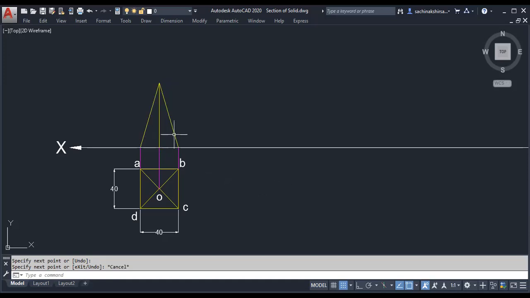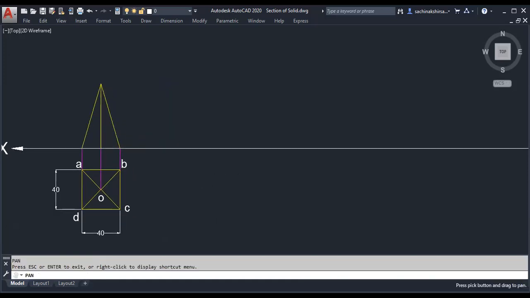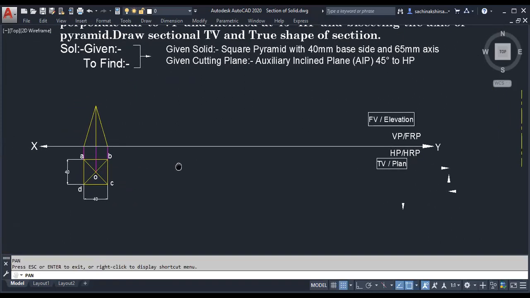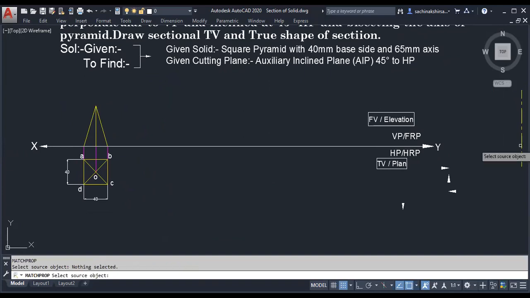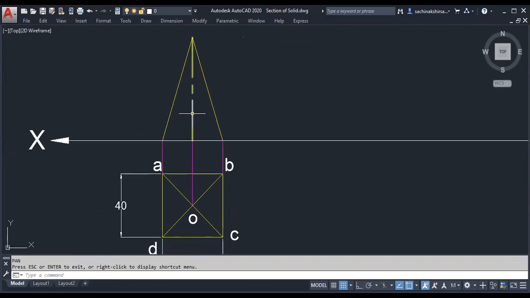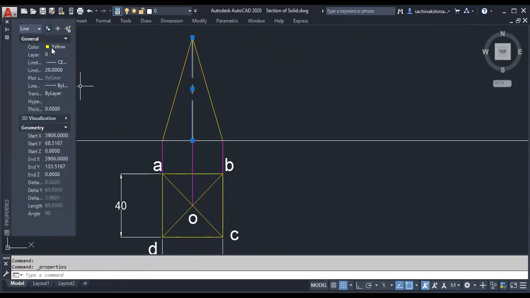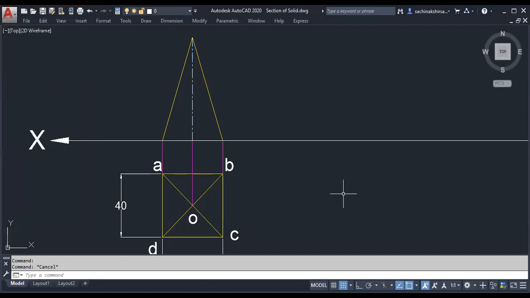Okay. The middle will be the axis. So we have to show the axis. Axis means center line. Okay, now we will give names. There will be one point, that is the apex. Here there will be the apex.